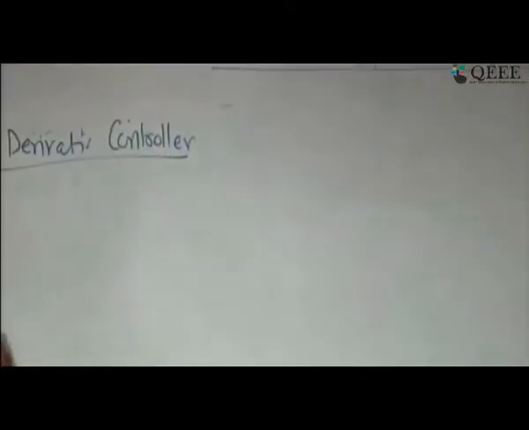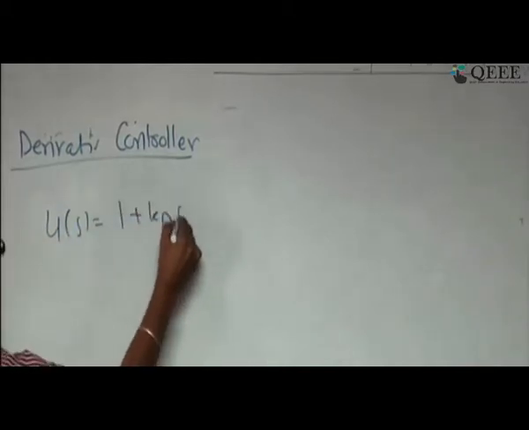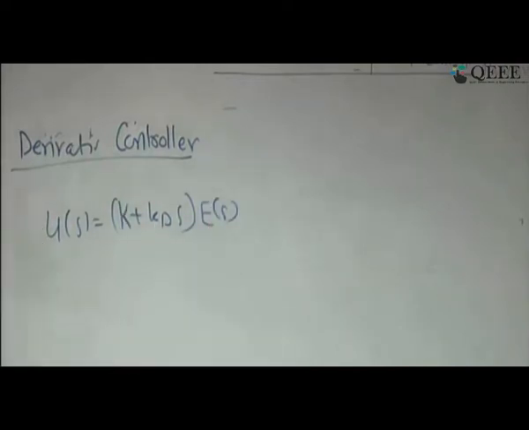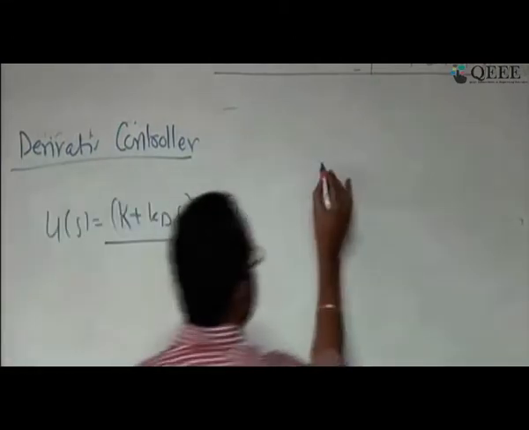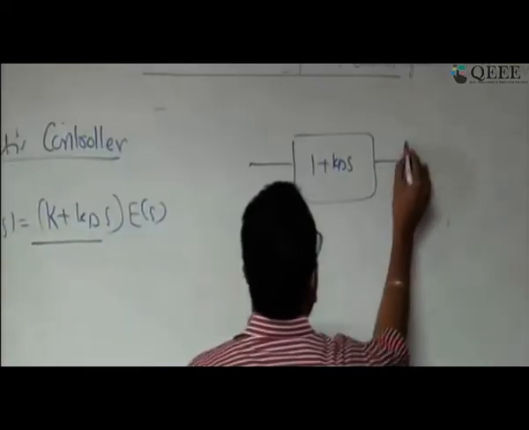the derivative controller. The derivative controller, as I discussed, U of s is going to be (1 plus KDs) E of s, something like this. Okay, this is what we have seen, correct? Your control signal is going to be proportional plus derivative of your error signal. I have written this, if you look at the first 10 minutes of today's class which I have covered. Okay, so what you are doing is like 1 plus KDs, and there is some system.